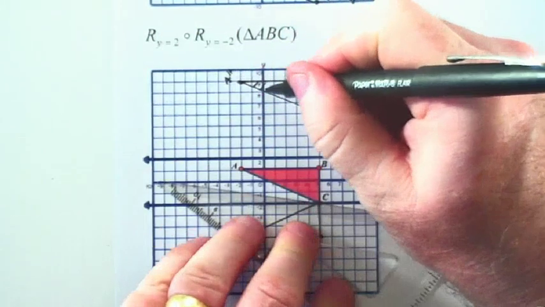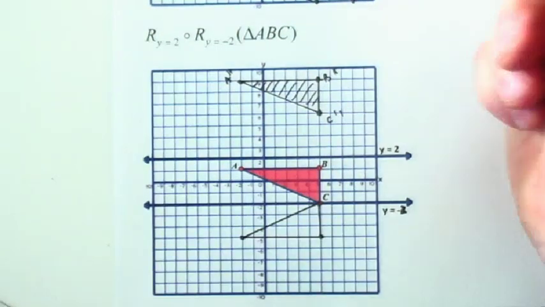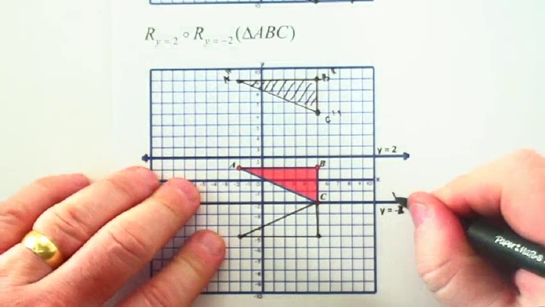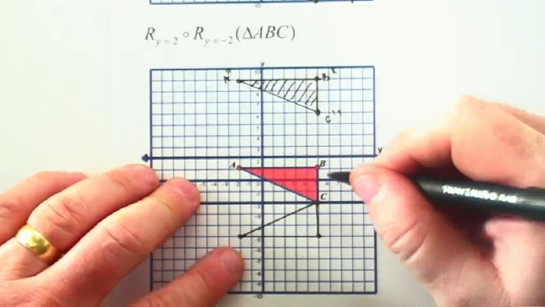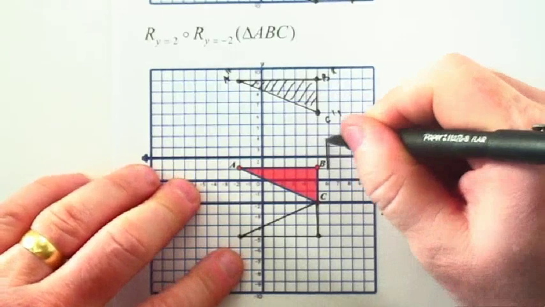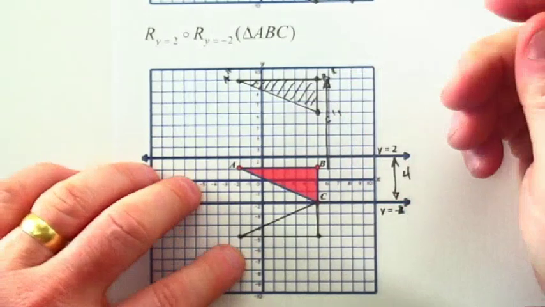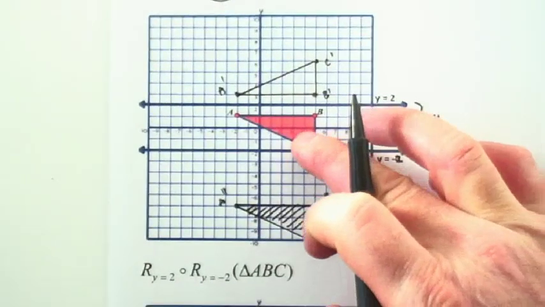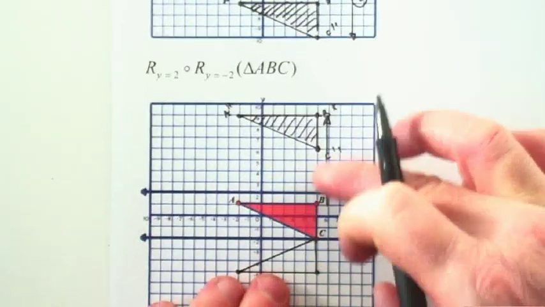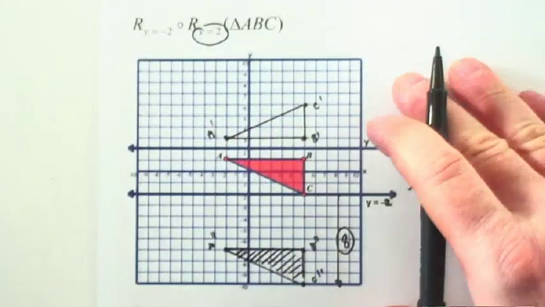And sure enough, it is a translation again, and there's a distance of 4 here, and so we expect it to be a total of 8, which of course it is a distance of 8. But this time it's up. So how do we know? When does it go down 8? When does it go up 8? Well, just follow the order.